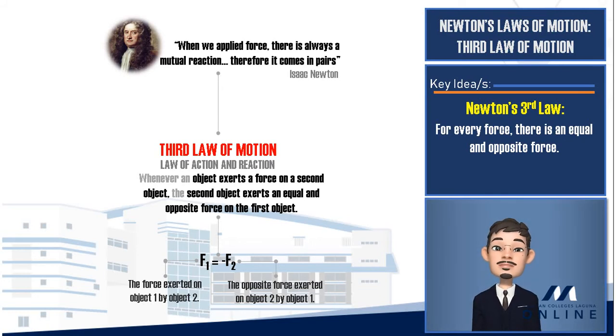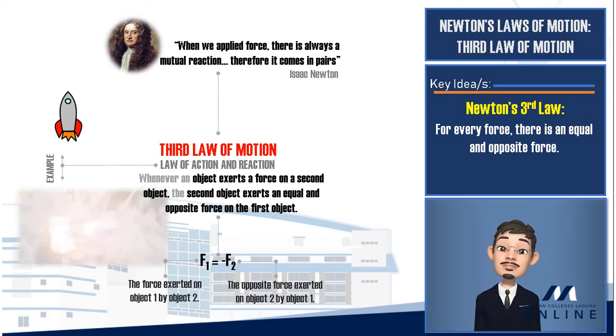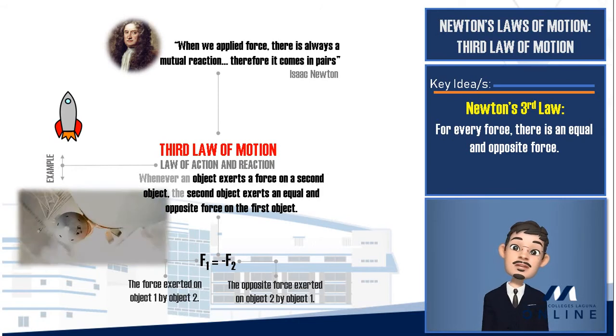The common example where this law is evident is rocket propulsion. Here, the exhaust gas is accelerated from the rocket, and the rocket accelerates in the opposite direction.